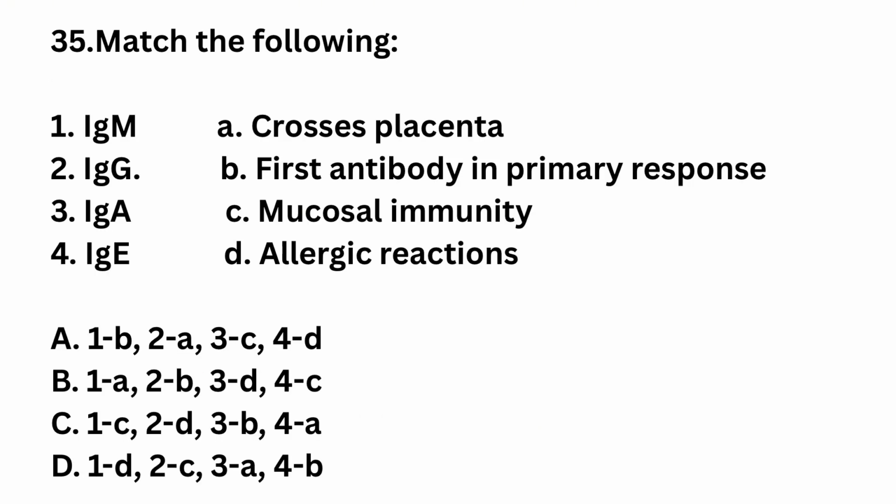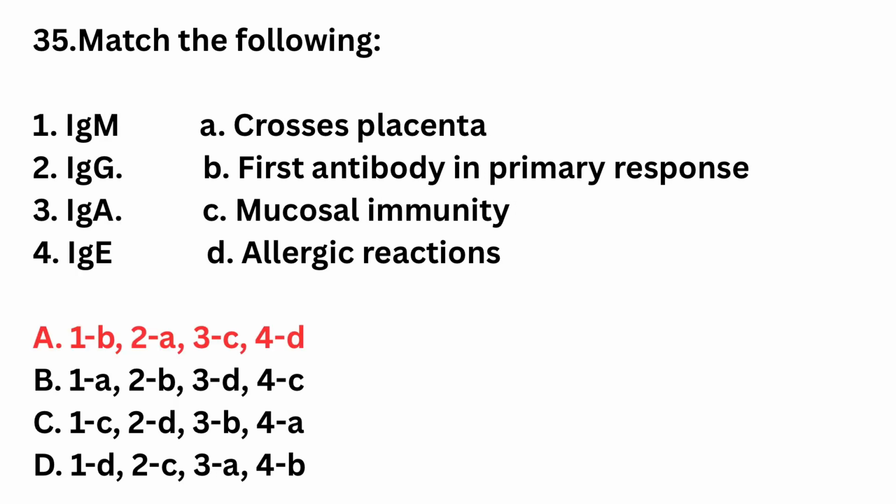Question number 35. Match the following. IgM, IgG, IgA, IgE. Crosses placenta, first antibody in primary response, mucosal immunity, allergic reactions. The right answer is option A. IgM is the first antibody produced during primary response. IgG crosses placenta, IgA protects the mucosal surfaces, and IgE is involved in allergic reactions.